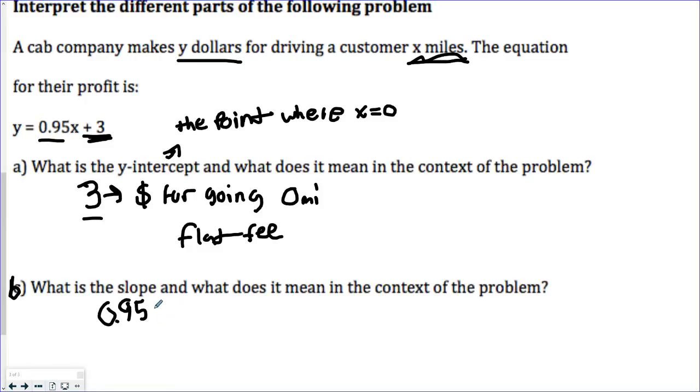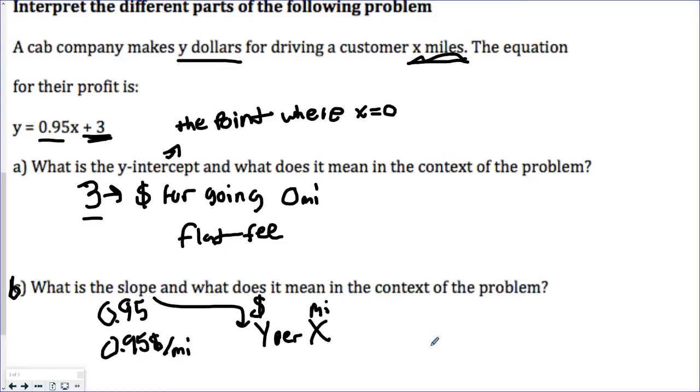Now, what does it mean? Now, the slope has a very specific meaning. The slope can be read as y per x. And what do I mean by y per x? I mean the y unit per x unit. What's the y unit here? Well, it's dollars. What's the x unit here? Well, it's miles. So what does the slope mean? The slope means dollars per mile. So this is 0.95 dollars per mile, or dollar per 1 mile if you want to put it that way.